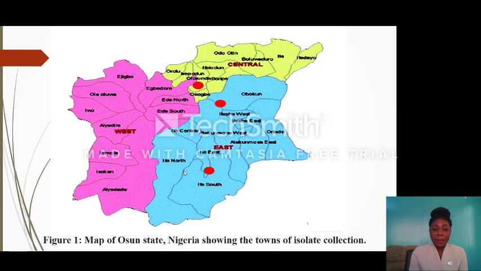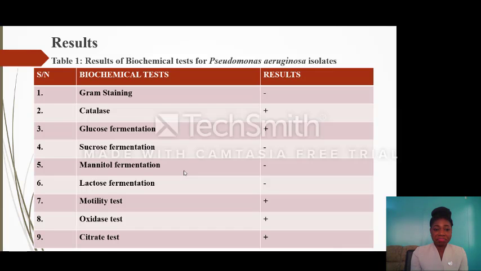Here is a map of Osun State, Nigeria, showing the towns of isolate collection. Oshogbo is a town where an isolate was collected, also from Ilesha, Ife, and also here is a result showing the biochemical test for Pseudomonas aeruginosa isolate.